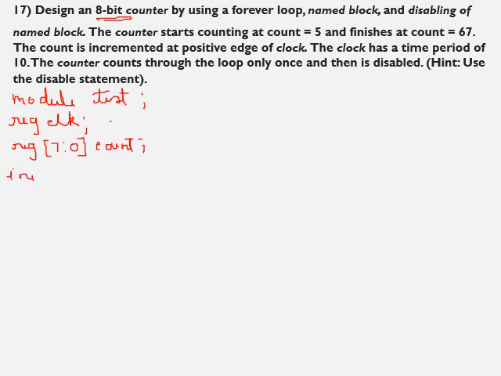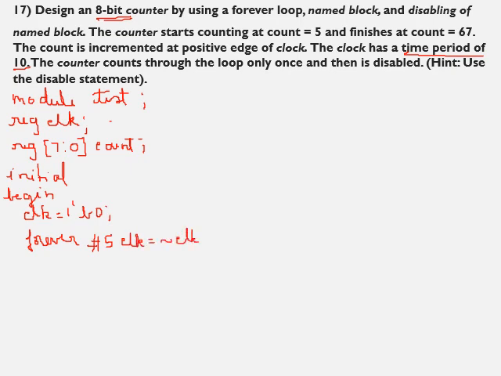Now initial, I will initialize a few things here. So first I will generate the clock. So clock I will initialize to 0. Then I will generate using the forever loop. So the time period of the clock is set to be 10. So for that I need to have the pulse period as 5. That is, for every 5 time units clock needs to be toggled. So this is the end of the initial block.